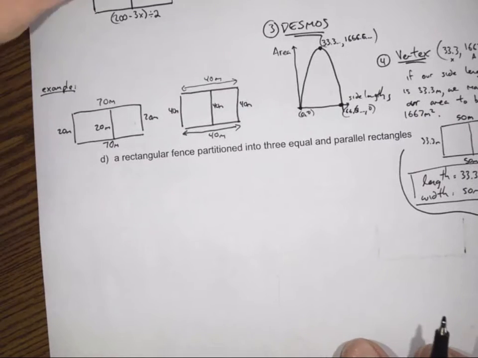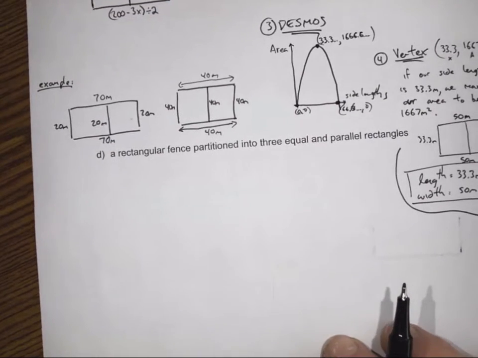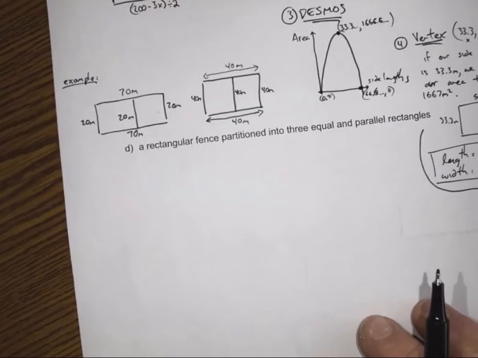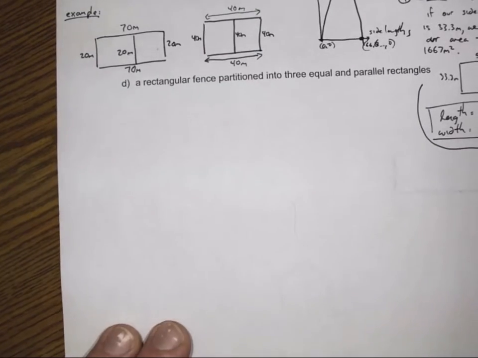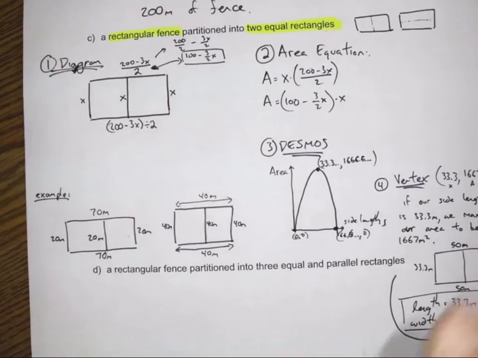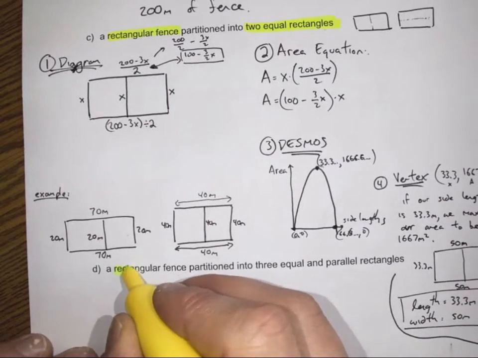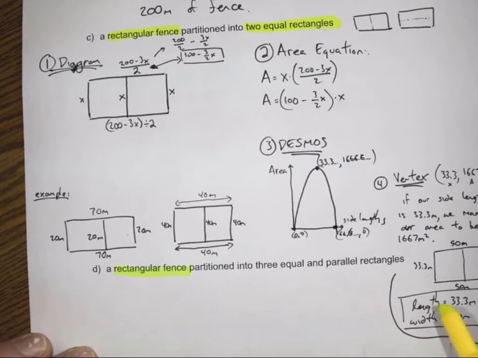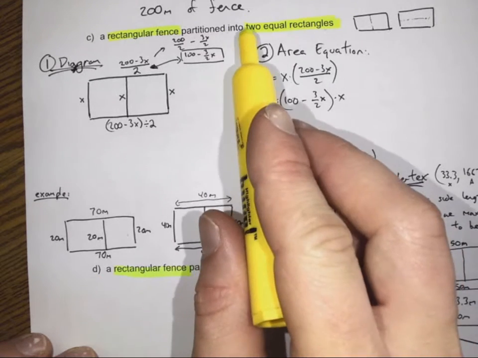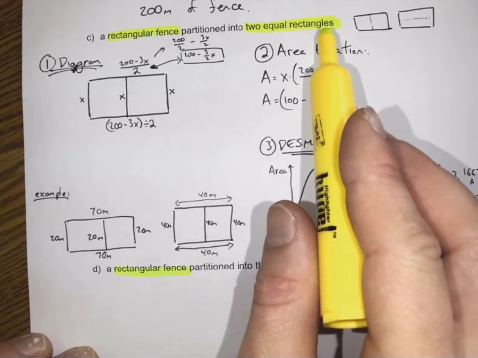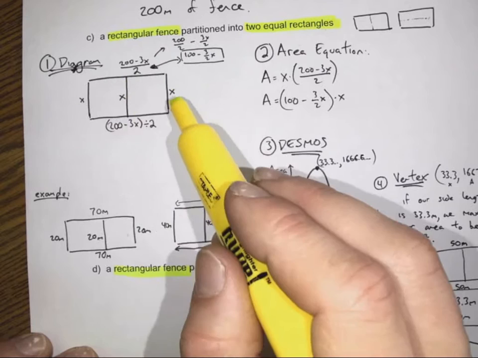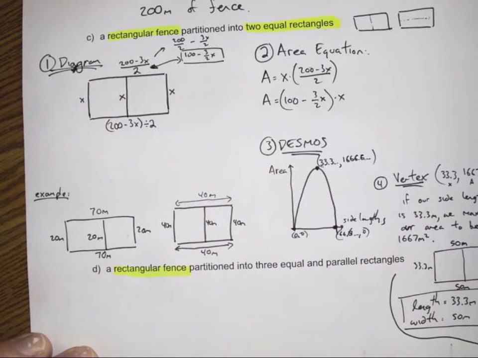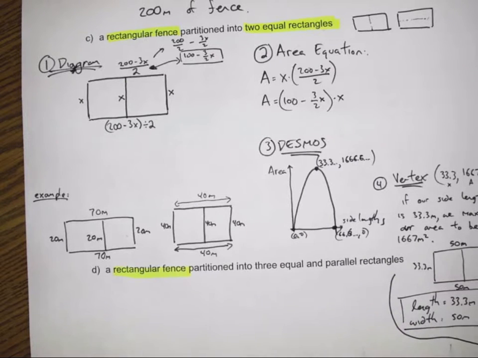So, moving on, we'll look at our last question. A rectangular fence is partitioned into 3 equal and parallel rectangles. Well, that's not so different from our last question, which was a rectangular fence partitioned into 2 equal rectangles. Now it turned out they were both parallel; the lines that separated those rectangles were in parallel with each other. Now we're going to see why this is a little bit more important in this case to draw attention to.